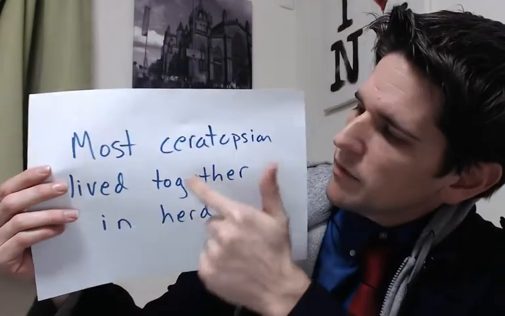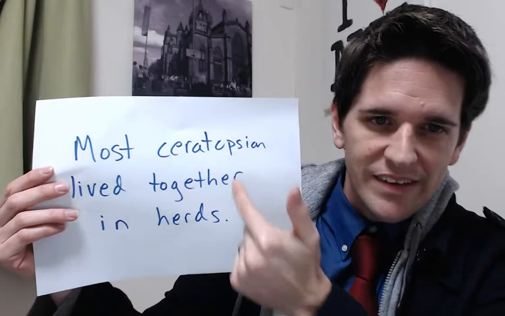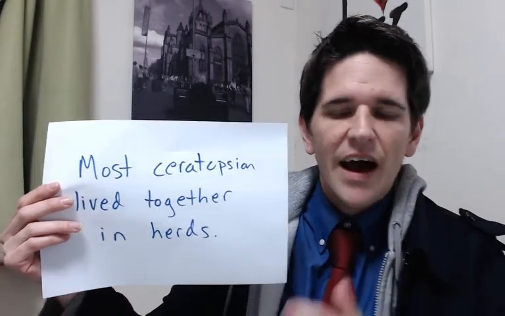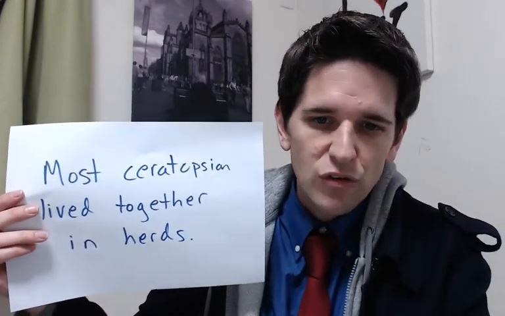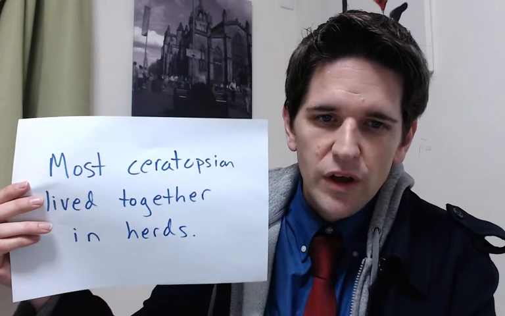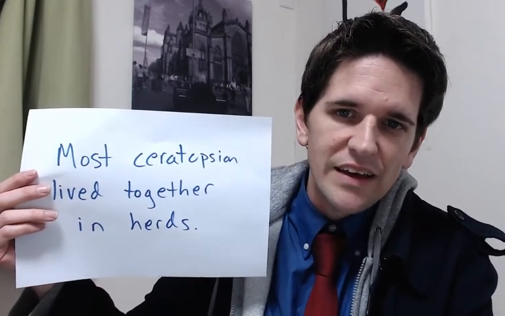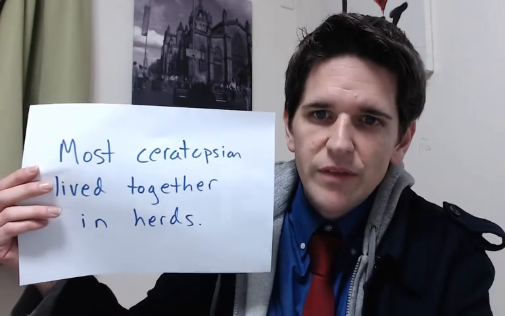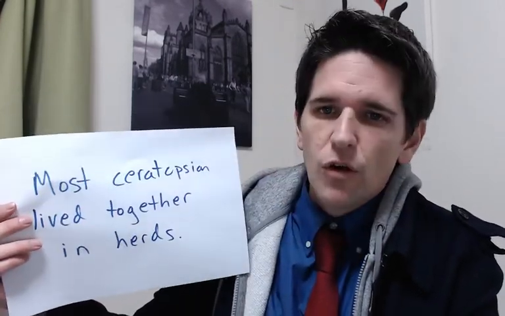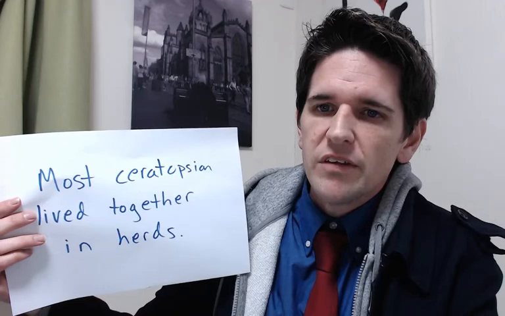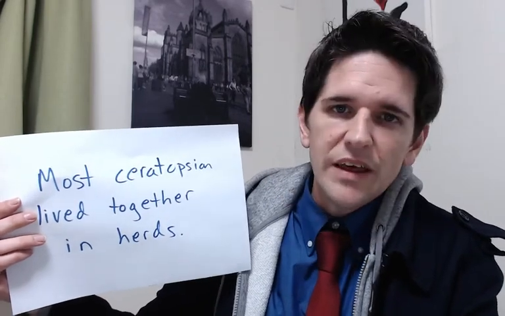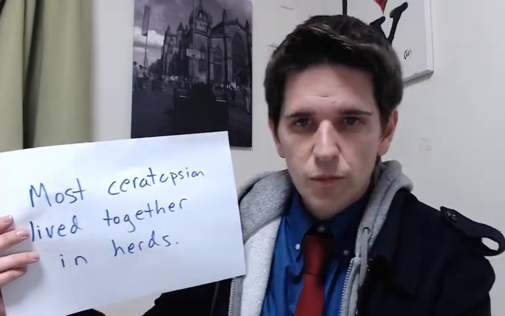So I'm sure you're probably like, what is ceratopsian? I have no idea what that means. It's basically a kind of dinosaur. Okay, so don't worry if you don't know what ceratopsian means. It's just basically a dinosaur. Okay, so yeah, that's ceratopsian. So most of these kinds of dinosaurs lived in herds. Herds is groups, okay? So they lived in these herds.